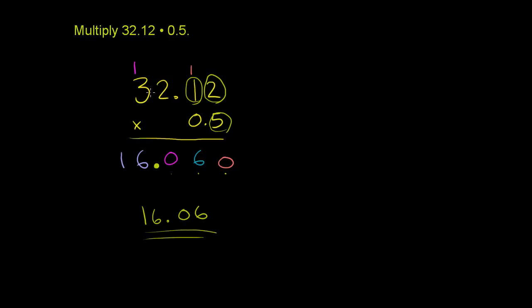You have a number that's almost 32, and we're multiplying it by 0.5. Remember, 0.5 is the same thing as 5 over 10, which is the same thing as 1/2. So we're really multiplying 32.12 times 1/2. We're trying to figure out what 1/2 of 32.12 is. And, well, half of 32 is 16, and then half of 0.12 is 0.06. So this makes complete sense.